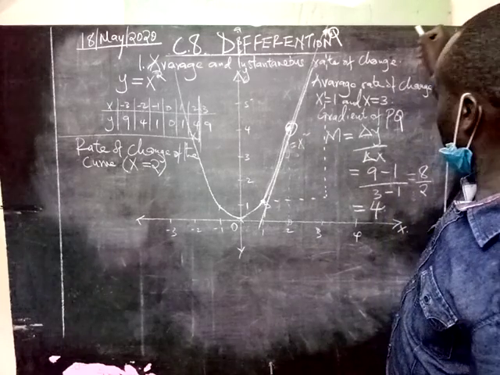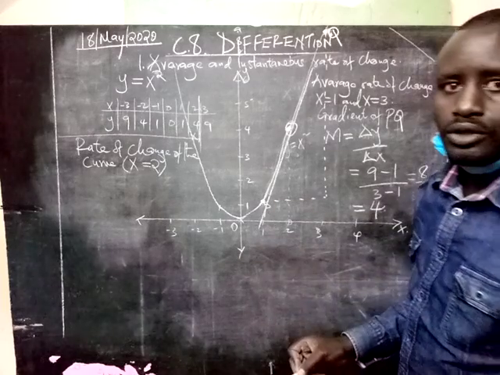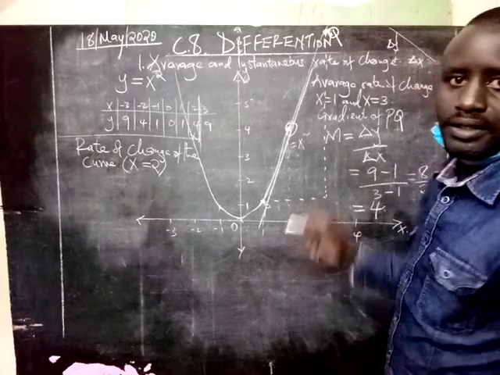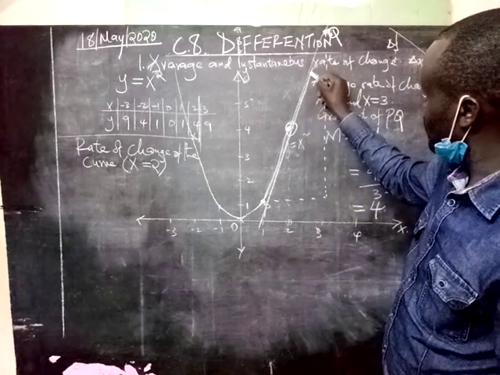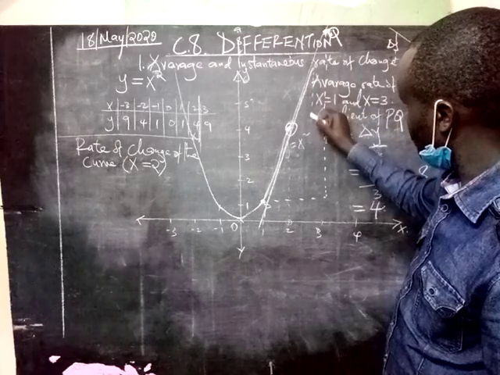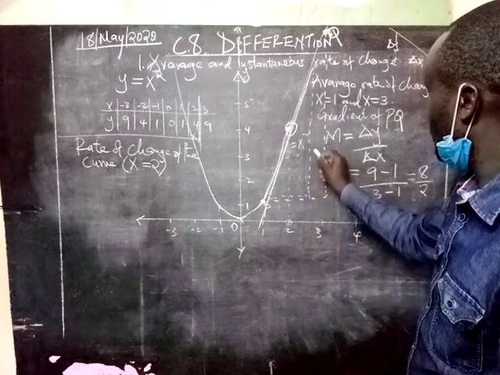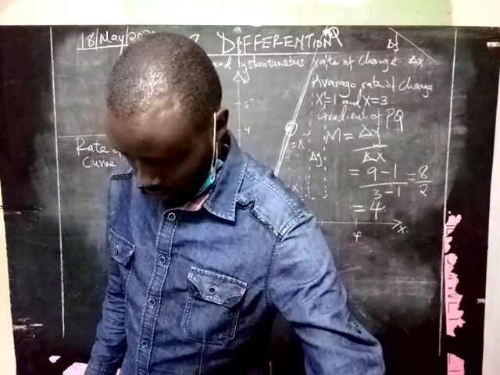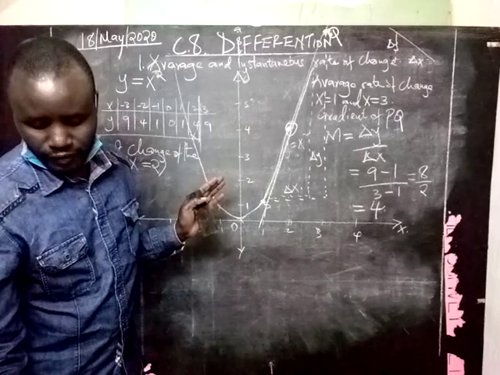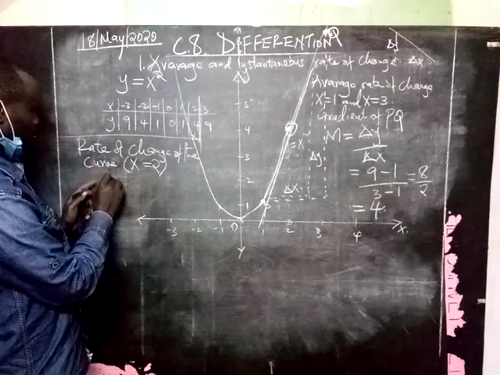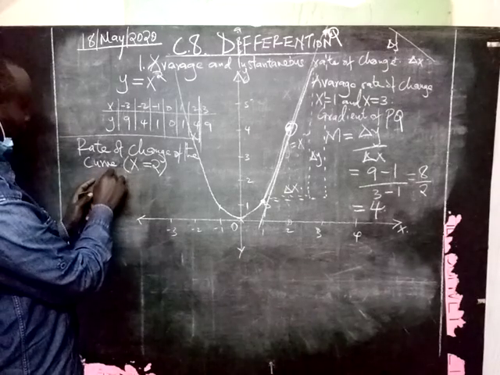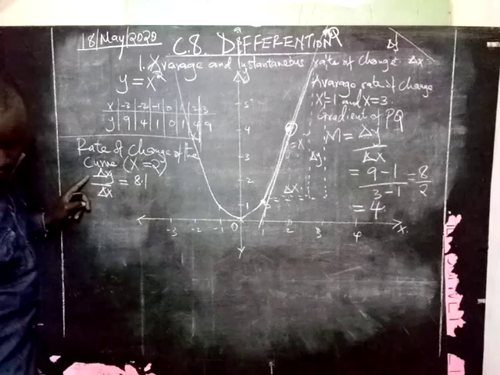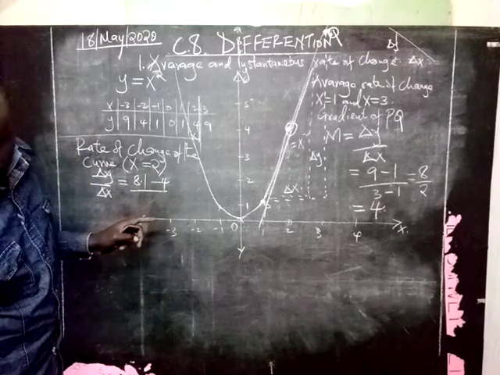Then after finding this, you will find the gradient of this tangent. Remember we said when you have your line going that way, you can find the gradient by finding the change in y divided by change in x. It's the same as this. You are going to find change in y over change in x. These are the points using my graph: 8.1 minus 4 all over 3 minus 2.